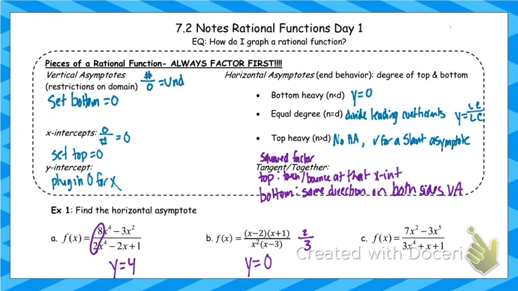Then on the last one, biggest exponent on top and bottom, this one is top heavy. That means there is no horizontal asymptote. When we get to our next lesson, we're going to look at how to find the slant asymptote for this function.